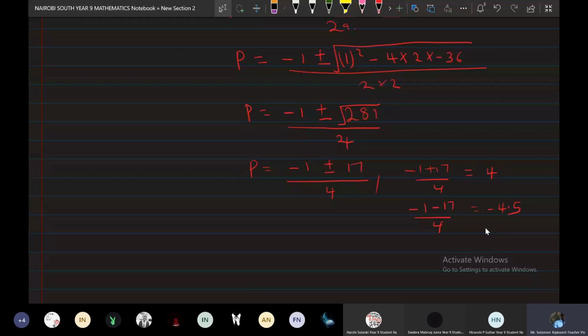But what did we say? We are dealing with measurement. So we cannot take a negative, we take the positive. So finally, our p equals 4.